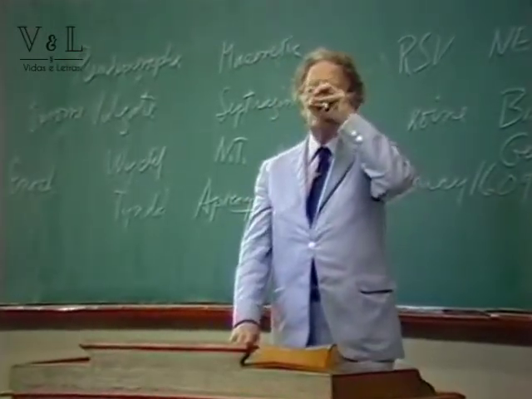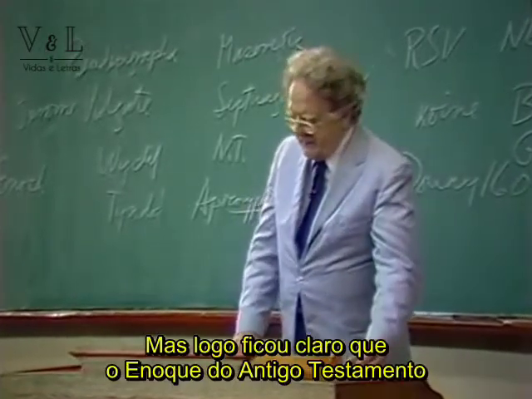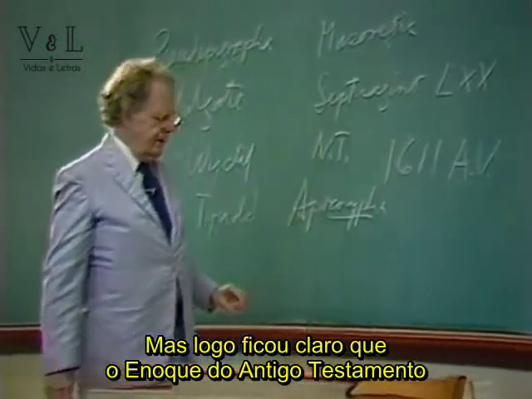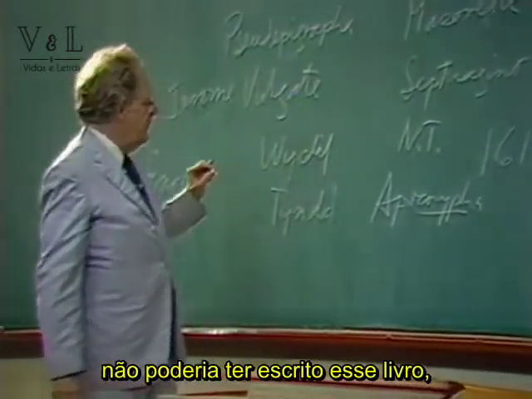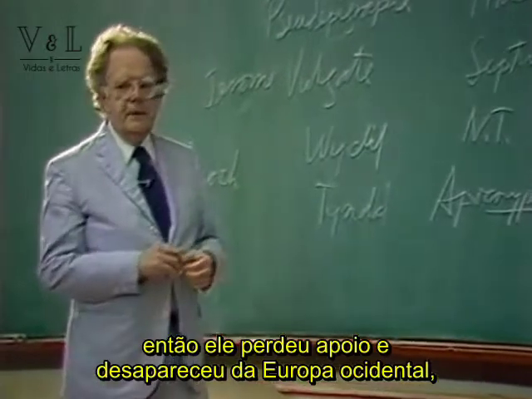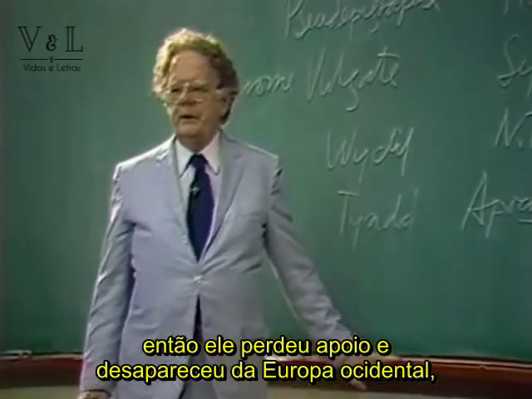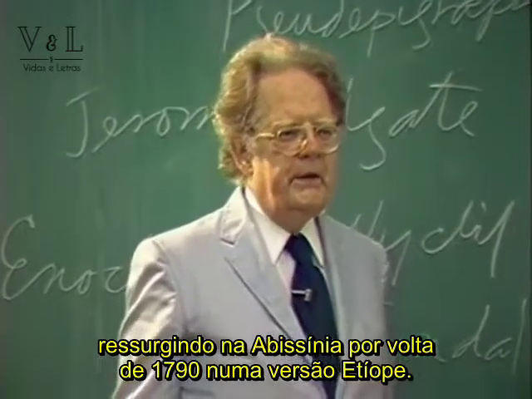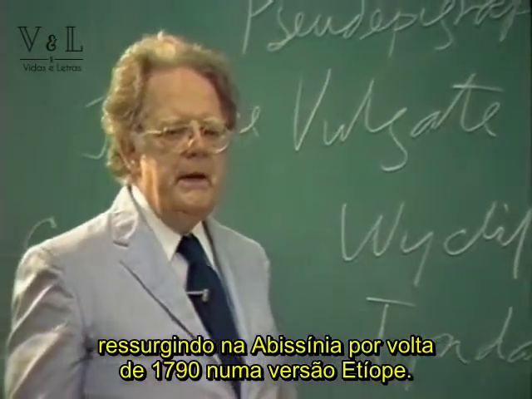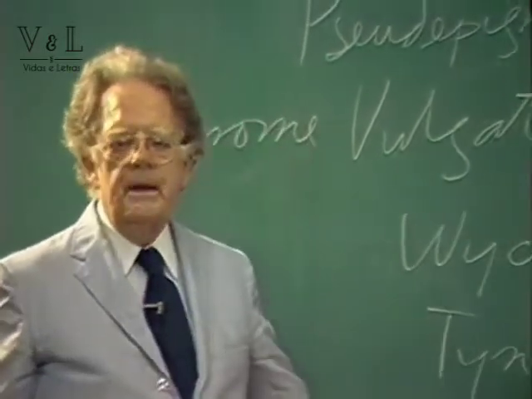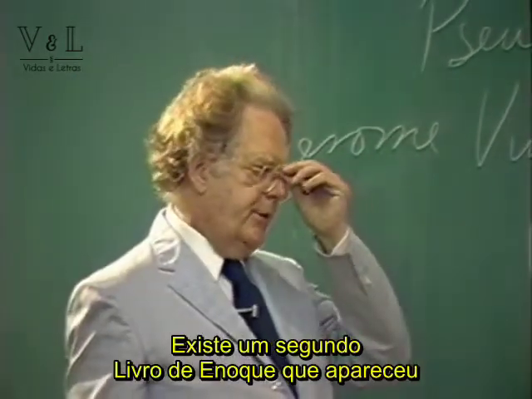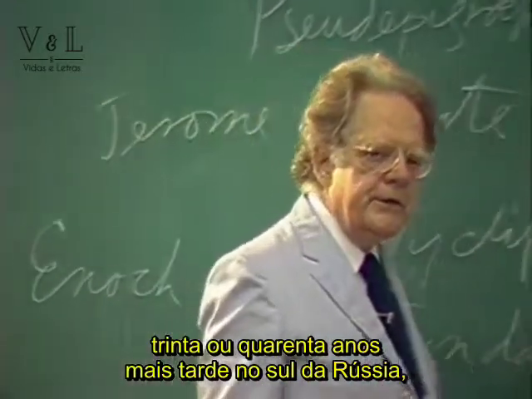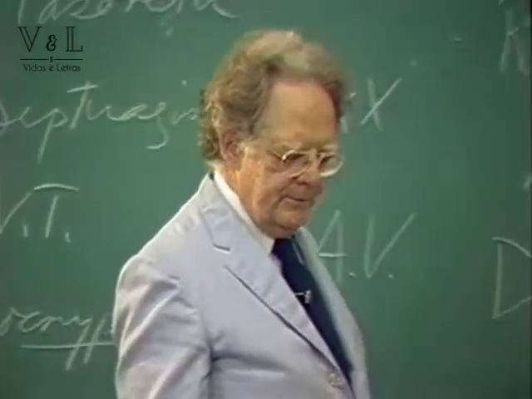But it very soon became clear that the Enoch of the Old Testament could not possibly have written this book, and so it fell out of favor, and it disappeared from Western Europe and turned up again in Abyssinia around 1790 in an Ethiopian version. And there is a second book of Enoch which turned up 30 or 40 years later than that in South Russia in an old Slavonic version.